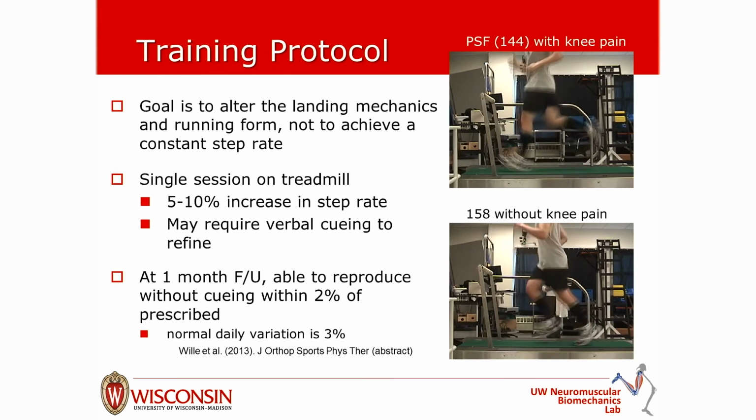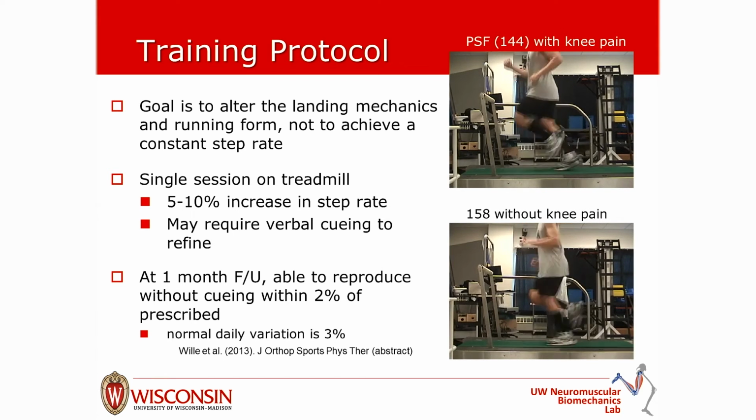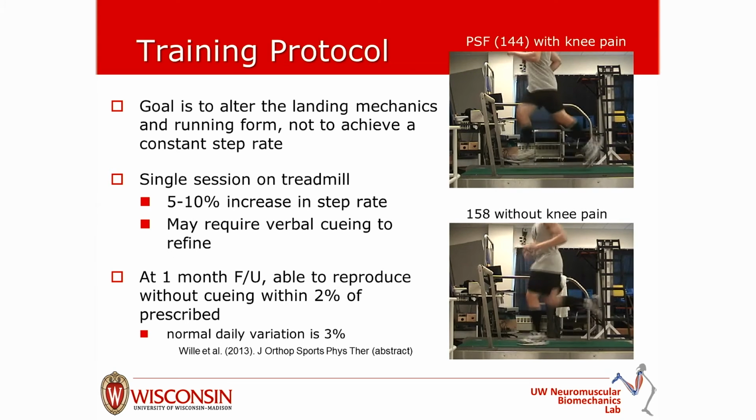So how do we do it? Very simply, we use a metronome. So this individual, this was our bouncer that I showed in the prior video, 144 steps per minute. He had chronic bilateral knee pain. What we do is we look at his mechanics, and the mechanics decide how much we change his step rate. There is no automatic ideal number for step rate, not that we found yet, but rather we find his mechanics and we decide what aspect of his mechanics we want to change. And so for this gentleman, we changed him 10% right off the bat, and that's the bottom video. So we increased him to about 158 steps per minute.